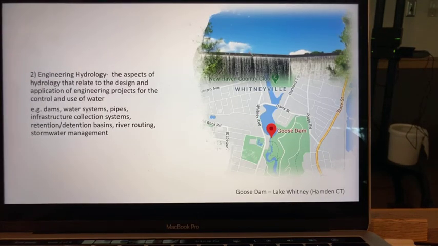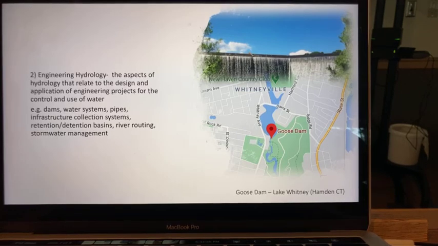2, engineering hydrology, the aspects of hydrology that relate to the design and application of engineering projects for the control and use of water. Examples of these can be dams, water systems, pipes, infrastructure collection systems. And to the right, I have a picture of Goose Dam. It's part of Lake Whitney in Hamden, Connecticut. And underneath of that is a picture from Google Maps of where it is in Hamden.